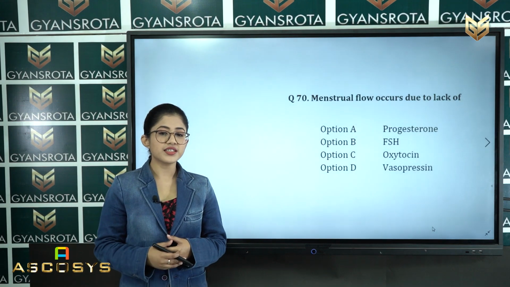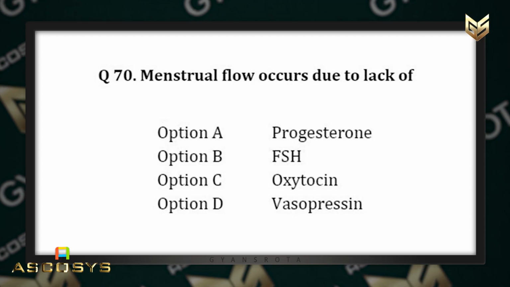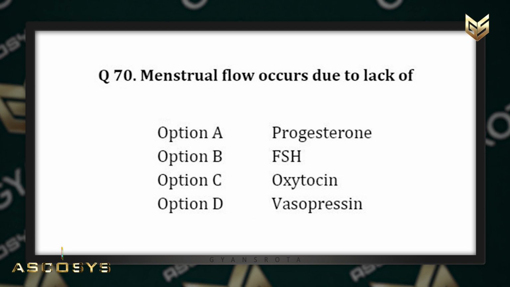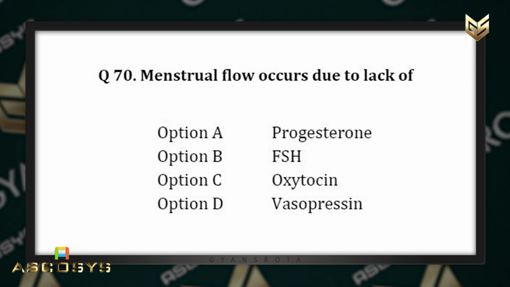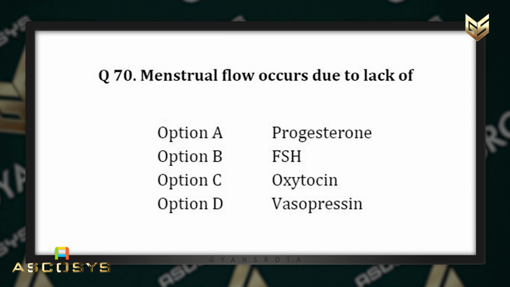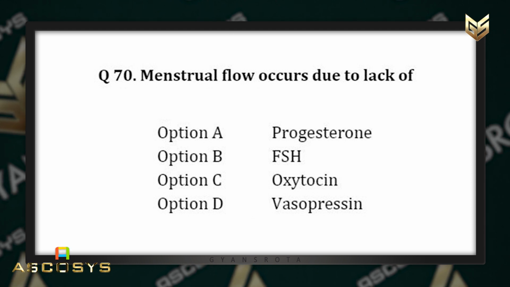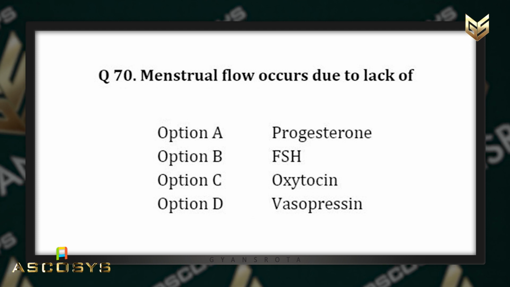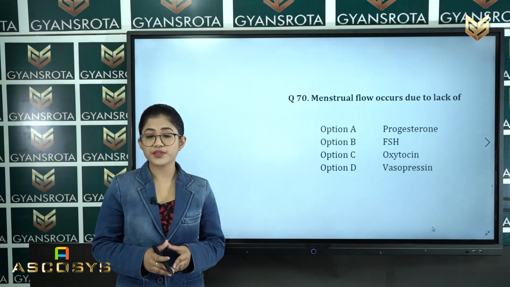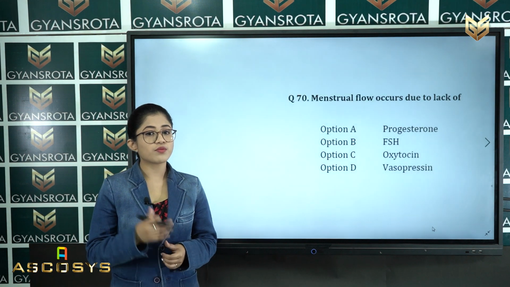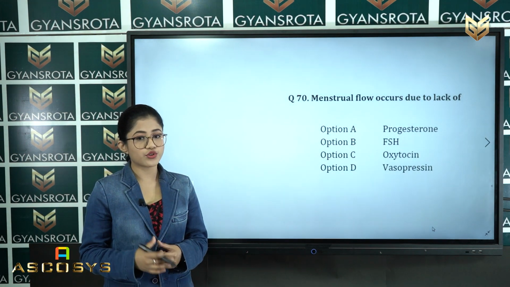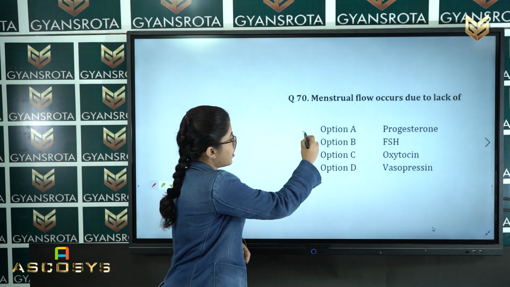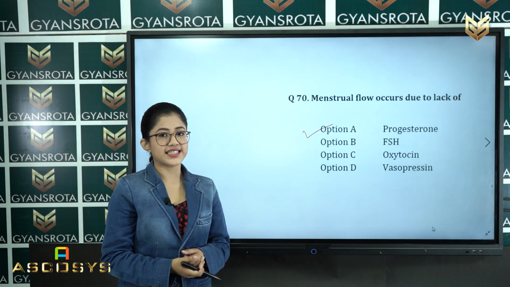Now in this question, menstrual flow occurs due to lack of option number A, progesterone, option number B, follicle stimulating hormone, option number C, oxytocin, option number D, vasopressin. This is also from the chapter Human Reproduction. So, menstrual flow occurs due to the lack of progesterone, which is given in option number A. So, option number A is the correct answer.